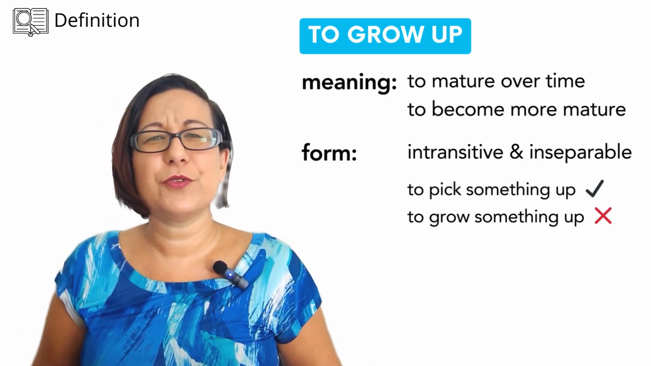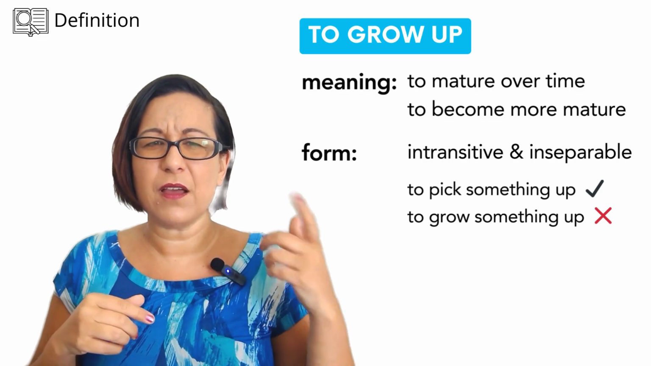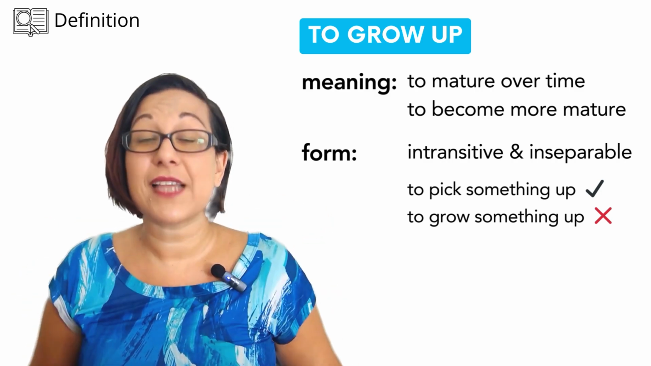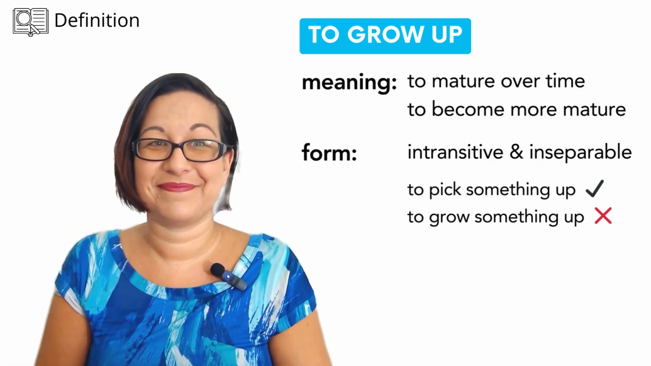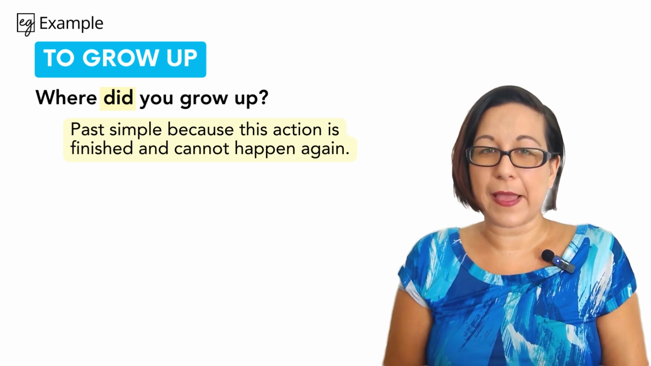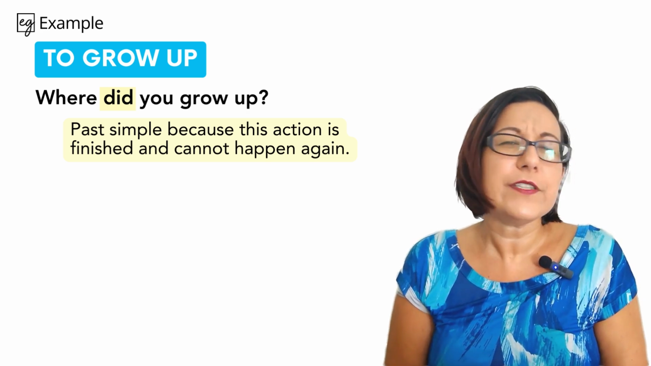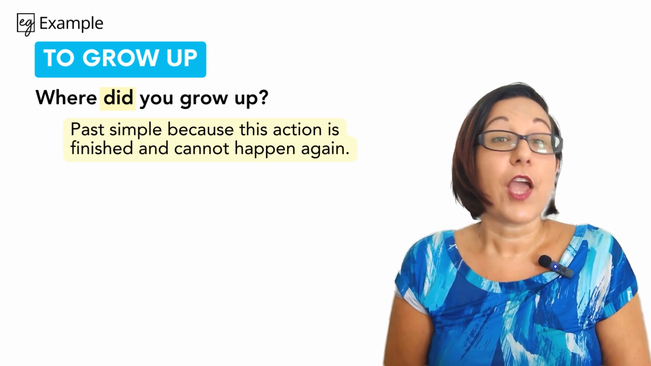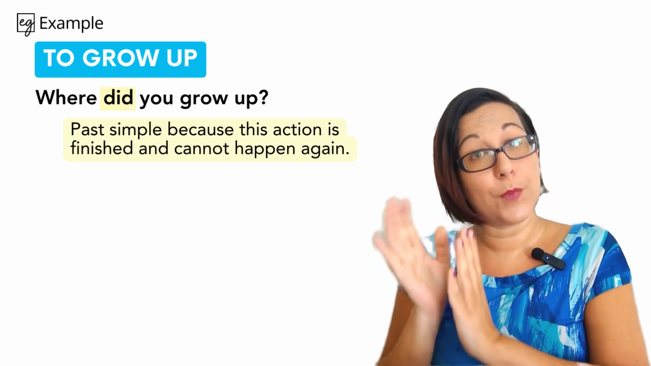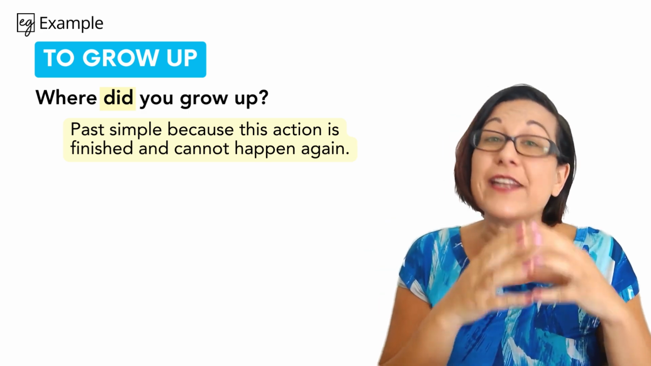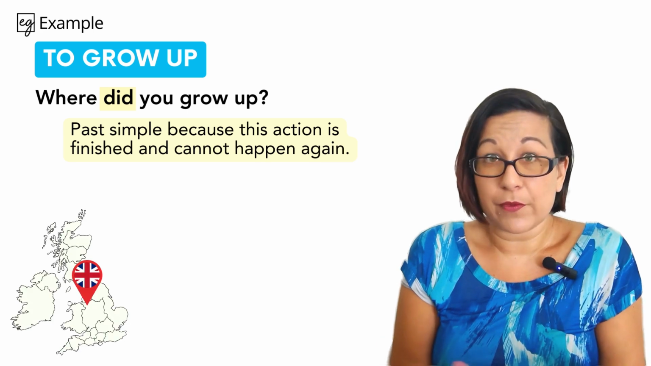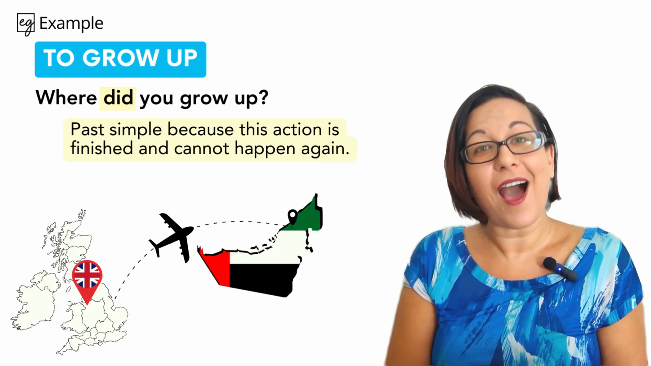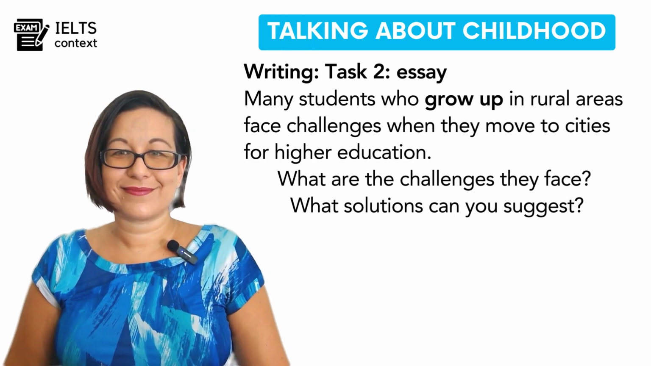But to grow something up doesn't work. So you're always going to keep this together. For example, where did you grow up? So not where were you born, but where did you spend your childhood? So for me, I was born in England, but I grew up in the UAE.